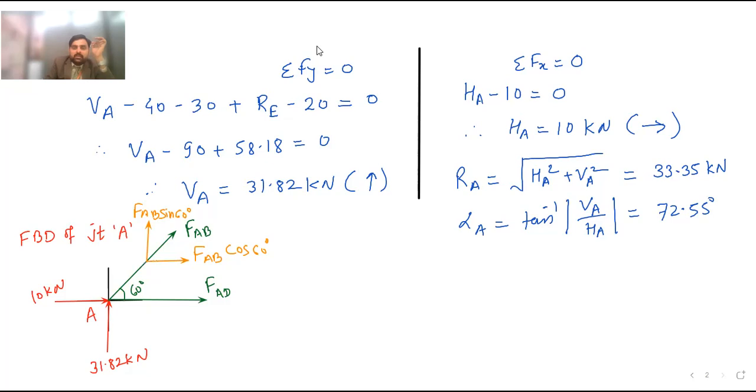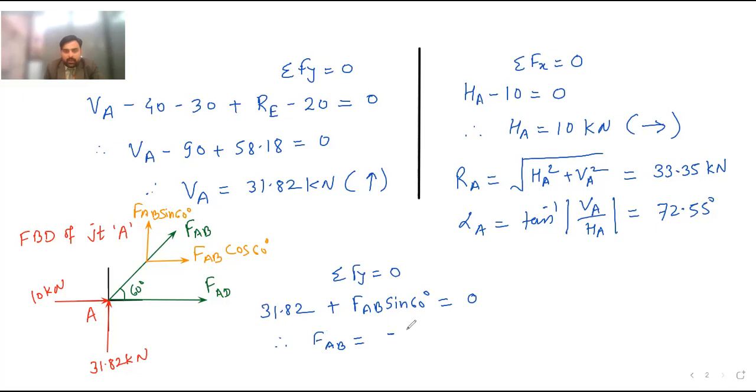So now next, if I apply summation Fy equal to 0, summation Fy equal to 0 for joint A now. Now stick to joint A only. So here 31.82 moving upward plus FAB sin 60 is equal to 0. Okay, so therefore FAB is equal to minus 31.82 divided by sin of 60.